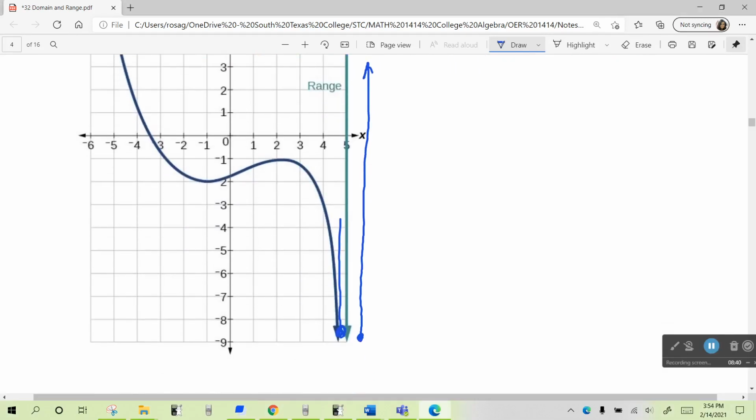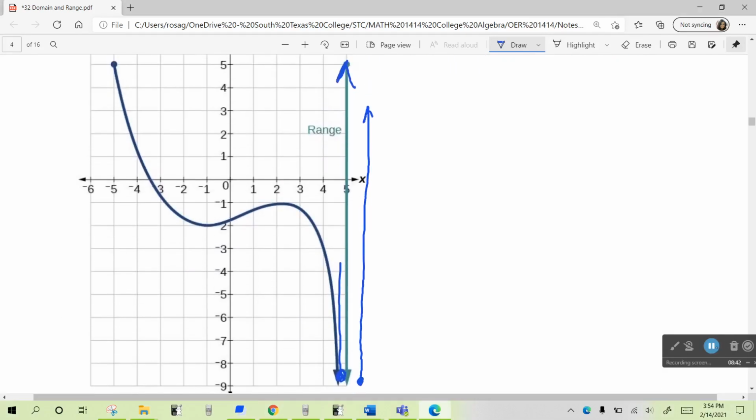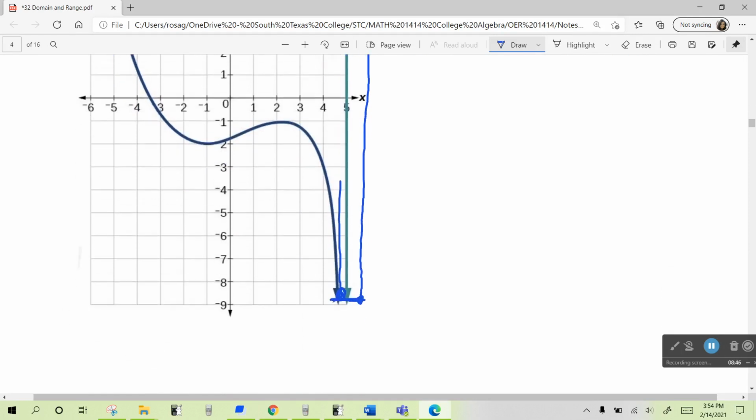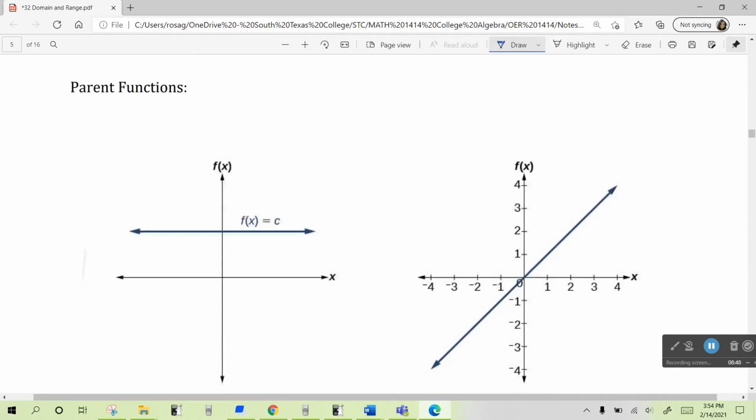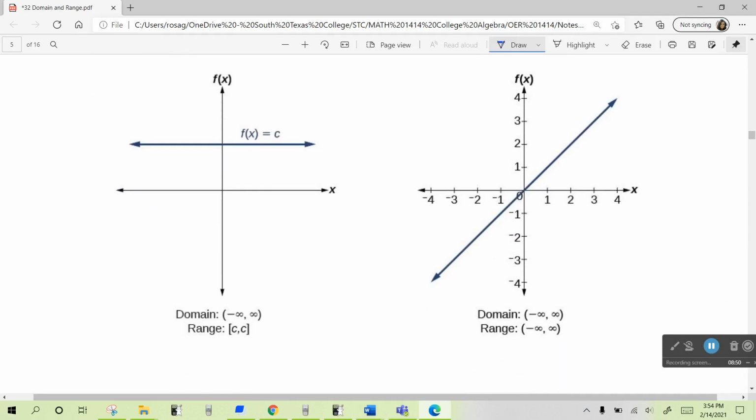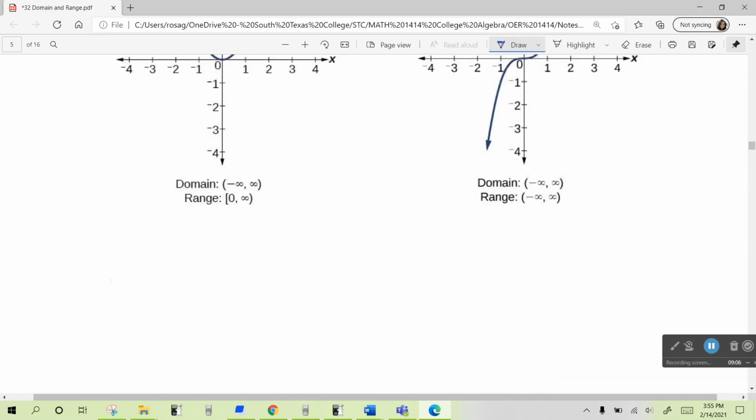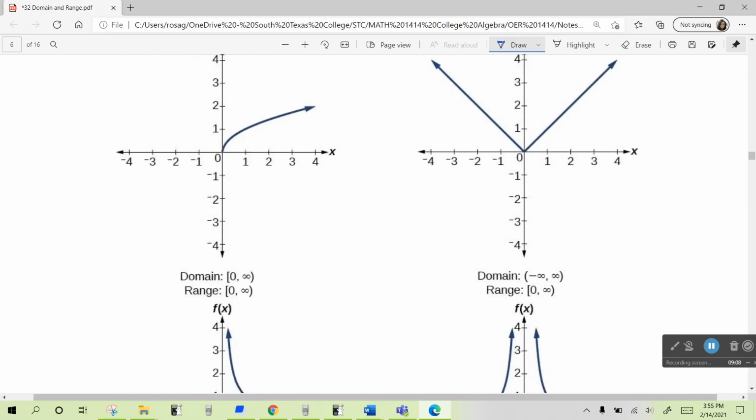So I want you to do it from the bottom to the top because that's where you're going to start reading. From the smallest y up, that's how you're going to write your answers. So these are some of the parent functions and their domain and range. It is important that you know them. The better you understand the domain and range for the parent functions and the shapes, the easier it is going to be moving forward, especially for later sections. So here you have the parent functions with their corresponding domain and range.